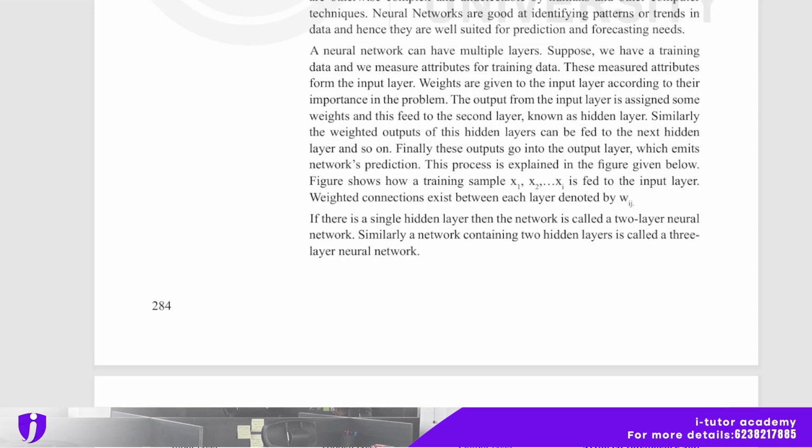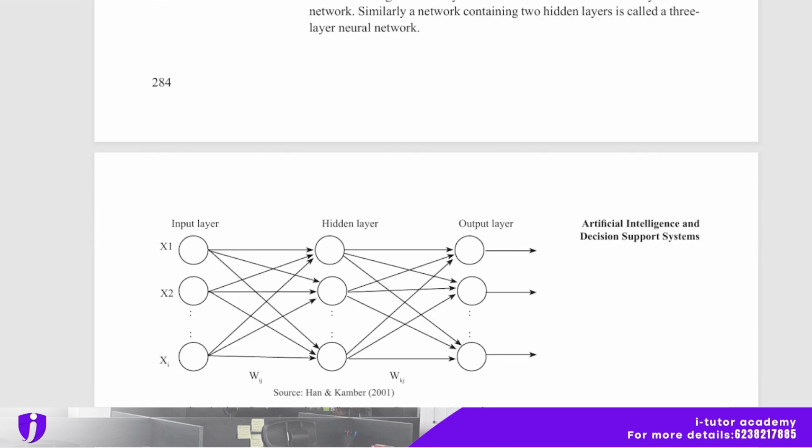If there is a single hidden layer, then the network is called a two-layer neural network. Similarly, a network containing two hidden layers is called a three-layer neural network. So here is figure 14.4, a multi-layer neural network. Please refer to this in your IGNOU study materials. It will be more clear.